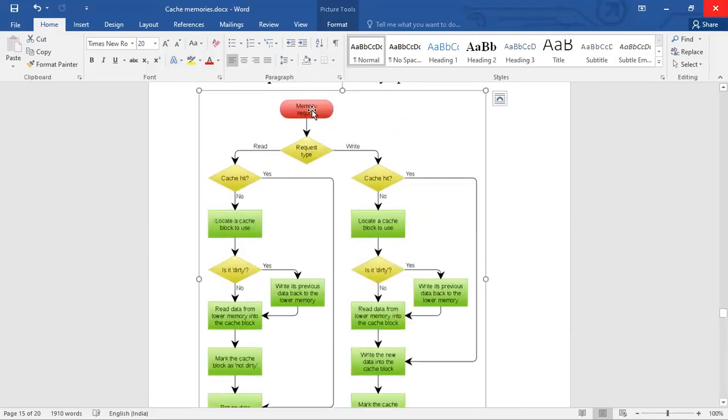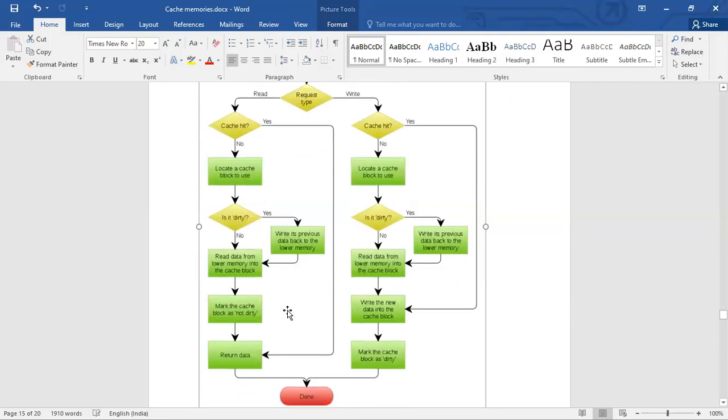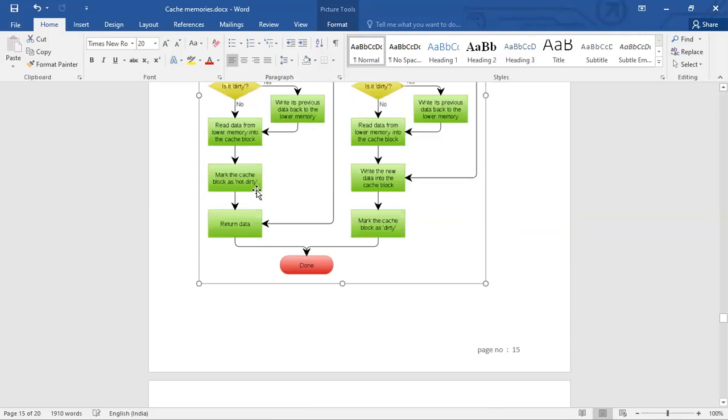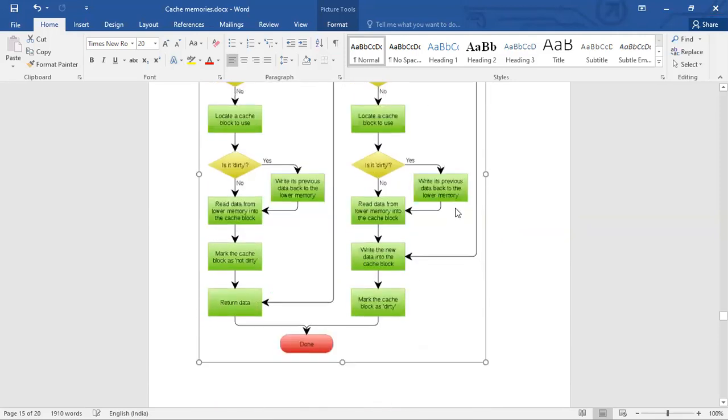Whenever a request is made, we perform a request onto the main memory, which is either a read request or a write request. If it is a read request, it goes to the cache memory and checks, and if the data is available, it directly returns the data. If it doesn't have the data, it checks for the block. If the block is available, it fetches the data and returns it. The same way, write also happens over here.